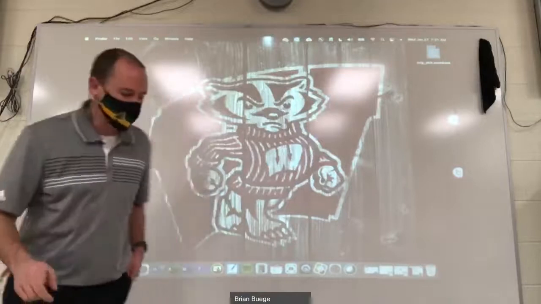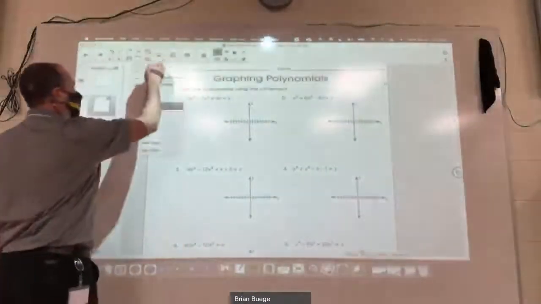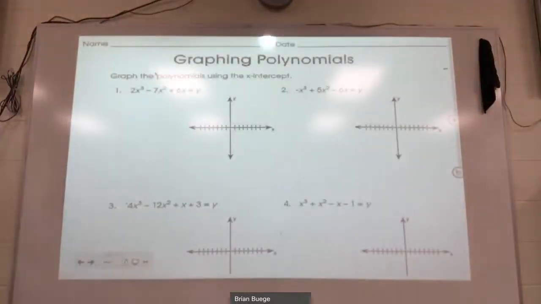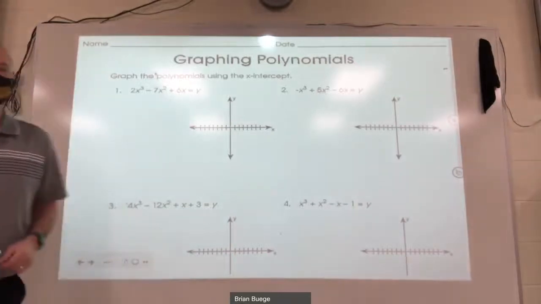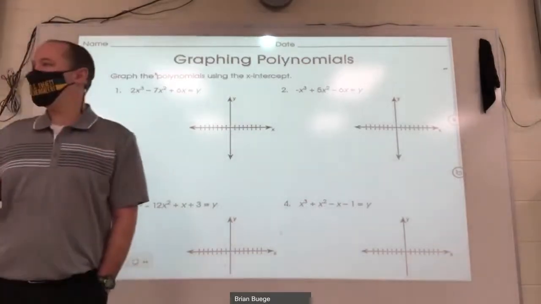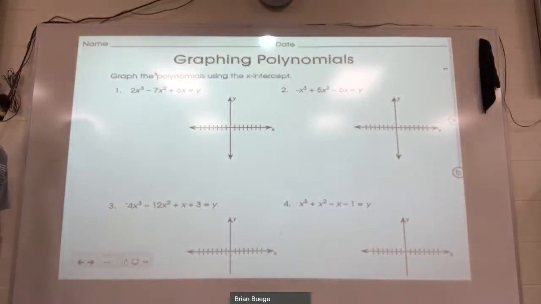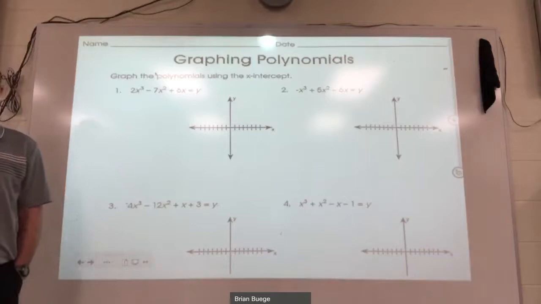First thing I had you take out, though, was the worksheet that I gave you for homework the other day. If you take a look at the graphing polynomials worksheet, I asked you to go through and find the y-intercept, find the x-intercepts, what's the degree, the value of a, those types of things, so that we can come up with a decent sketch of the graph. So I want to open it up to questions.